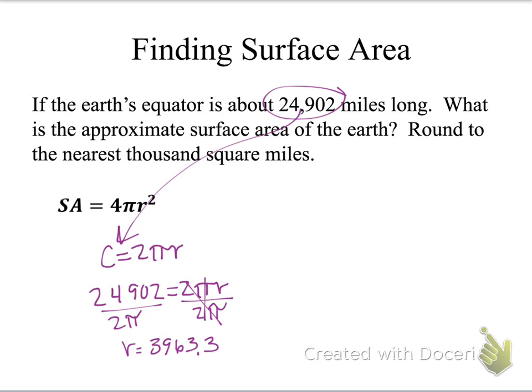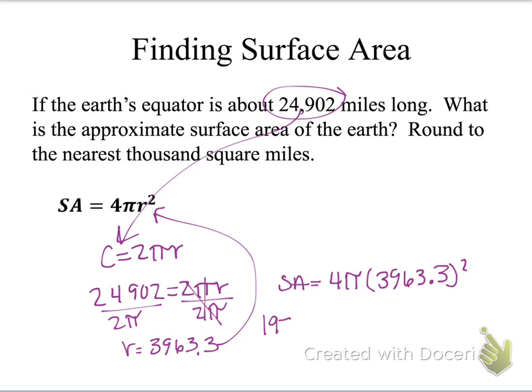3963.3, and then to find the surface area we can plug it in. So surface area equals 4 pi 3963.3 squared, and then you're actually typing the pi in because we want to round it to the nearest tenth, and I get 197389368.9 miles squared. So that's how big the surface of the Earth is.